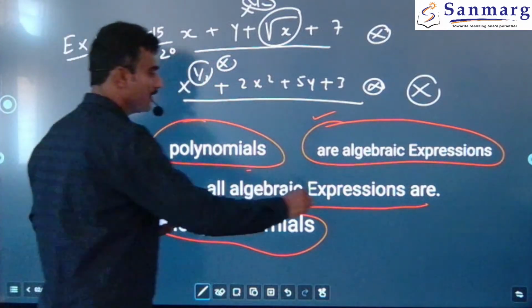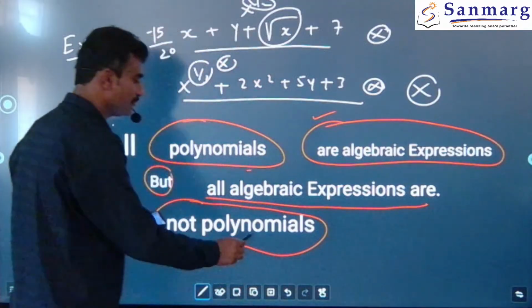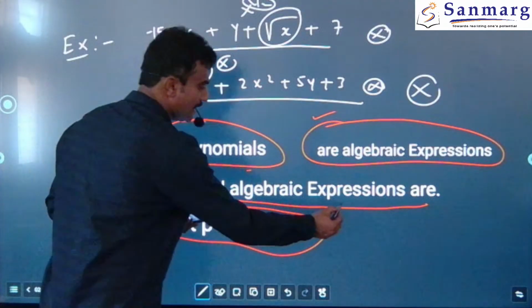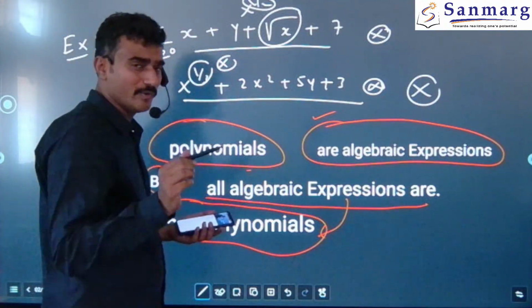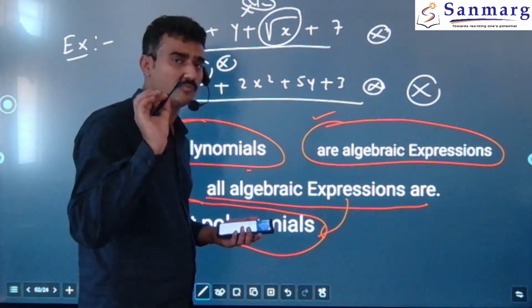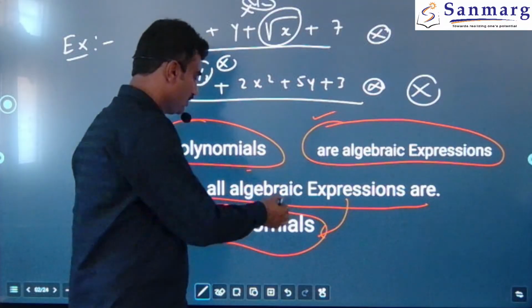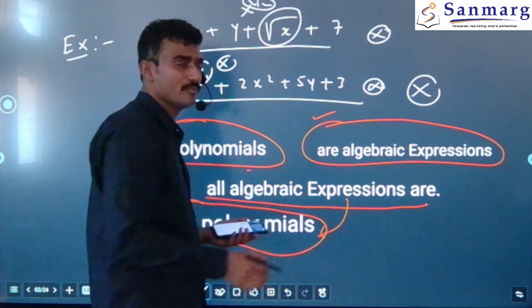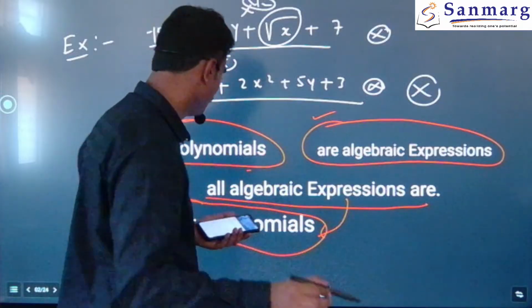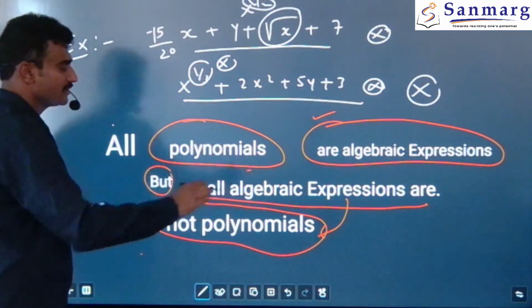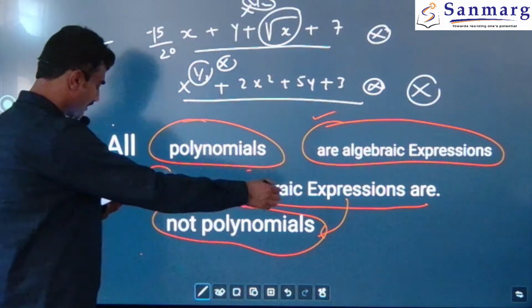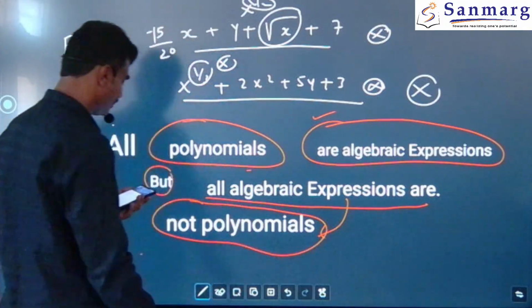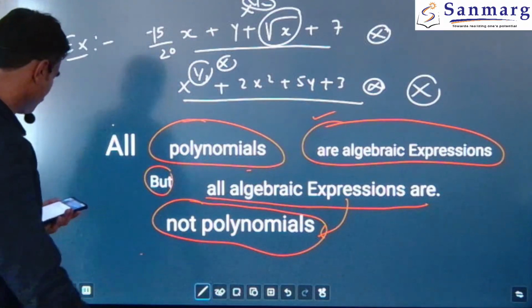But all algebraic expressions cannot be polynomials, because an algebraic expression can be a polynomial only when the power of the variable is a whole number. That is a condition. For an algebraic expression to be a polynomial, the power of the variable should be a whole number. Therefore, this is a standard sentence we say in mathematics: all polynomials are algebraic expressions, but all algebraic expressions are not polynomials.